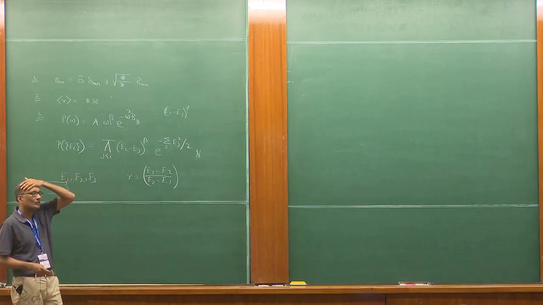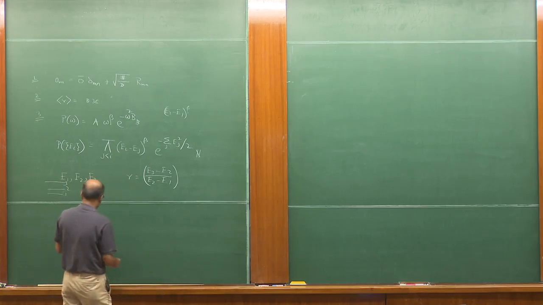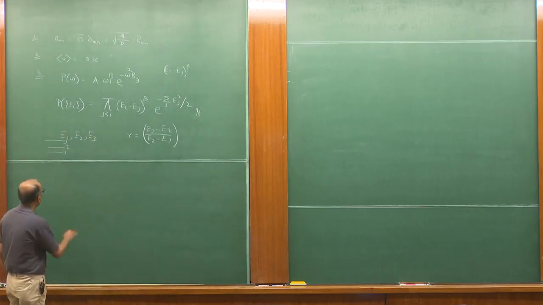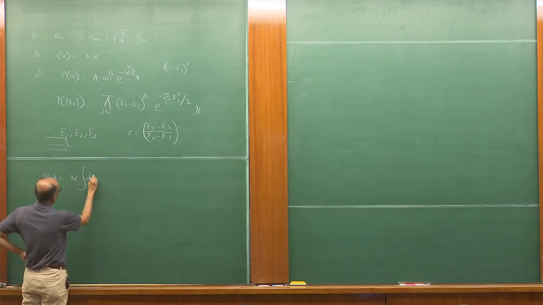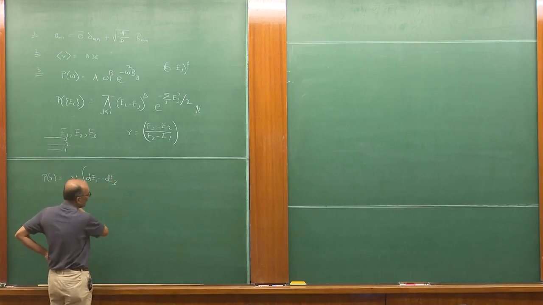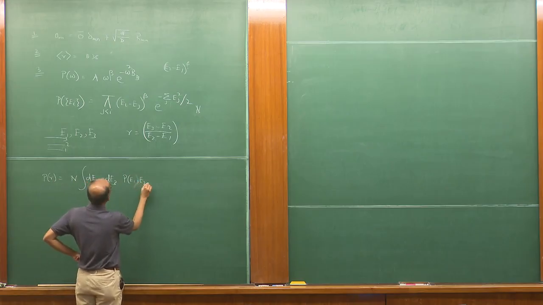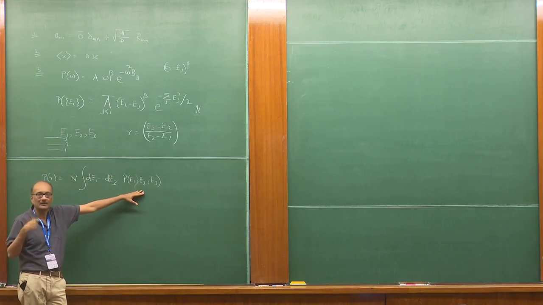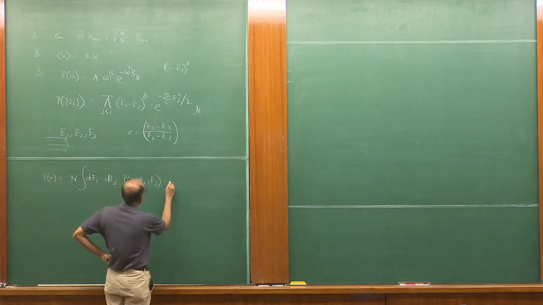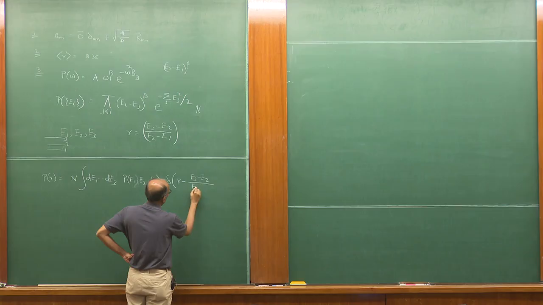So now, to get the probability distribution of R, what do I need to do? What I need to find out is the following. P of R would be some normalization, and then I have to integrate over dE1 up to dE3, P of E1, E2, E3, which can be written from there. Notice that this now is not of a product form, so unlike the integrable models, these are not uncorrelated energy levels. And then a delta function of R minus (E3 minus E2) divided by (E2 minus E1).